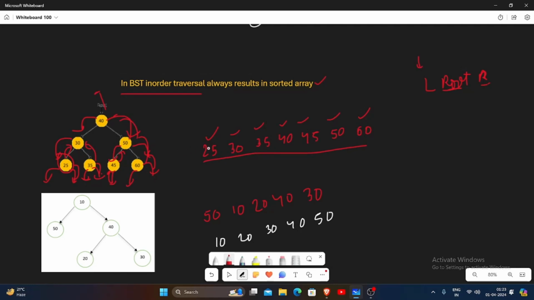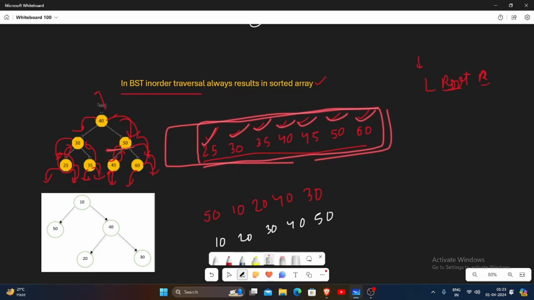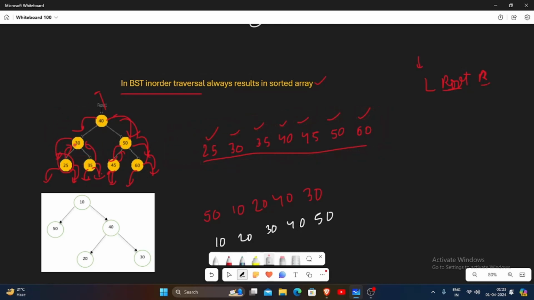Now observe, this is actually sorted in increasing order: 25, 30, 35, 40, 45, 50, 60. This is sorted in increasing order. So when this was a valid BST, when there was no violation, this array was actually a sorted array. It is always the case: whenever there is a BST, if you write its in-order traversal, it always results in a sorted array, and that too sorted in increasing order.